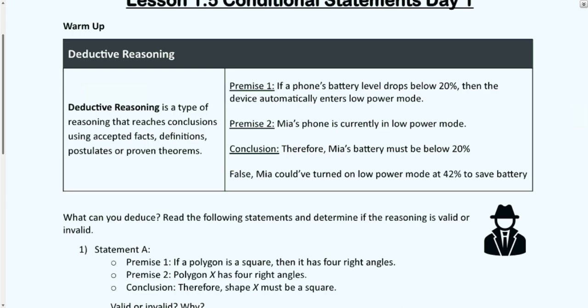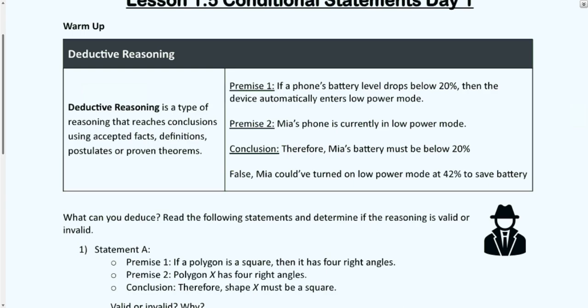So premise 1, if a phone's battery level drops below 20%, then the device automatically enters low power mode. So premise 2, Mia's phone is currently in low power mode. So what is the conclusion that we can make from that? Therefore, Mia's battery must be below 20%.